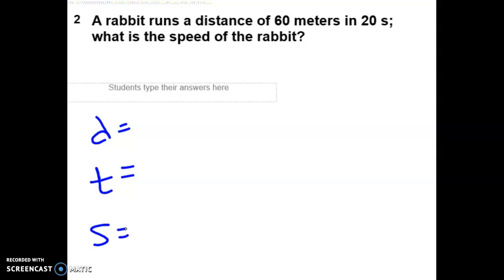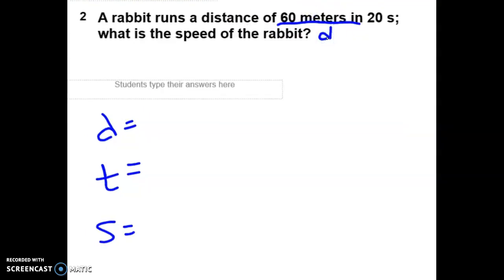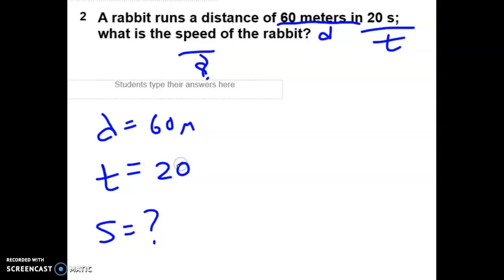Then we read the problem. We identify the distance. In this case, it's 60 meters. The time is going to be 20 seconds. We're looking for the speed. Speed is a question mark. The distance that we are given is 60 meters. Remember, M is the symbol for meters. Time is 20 seconds, S.